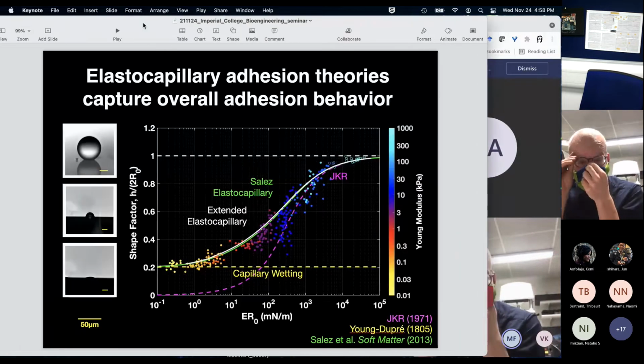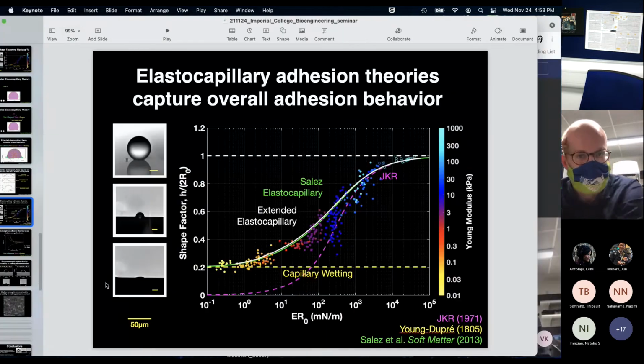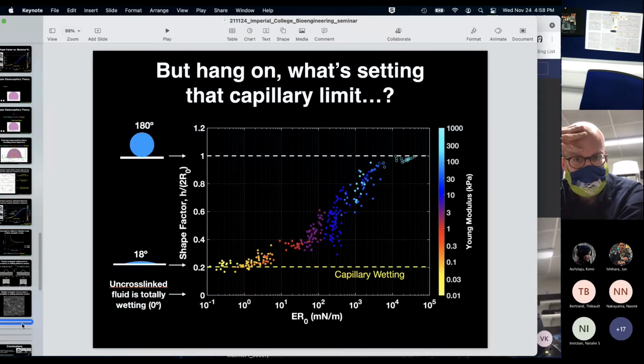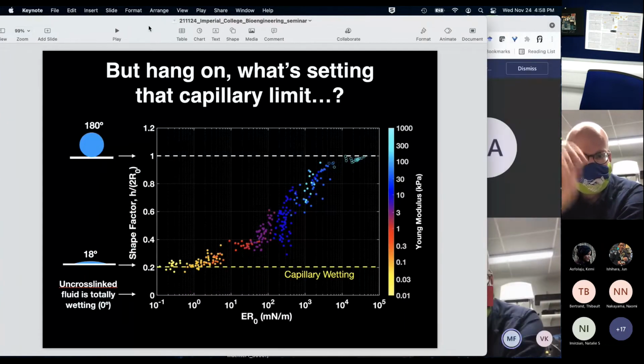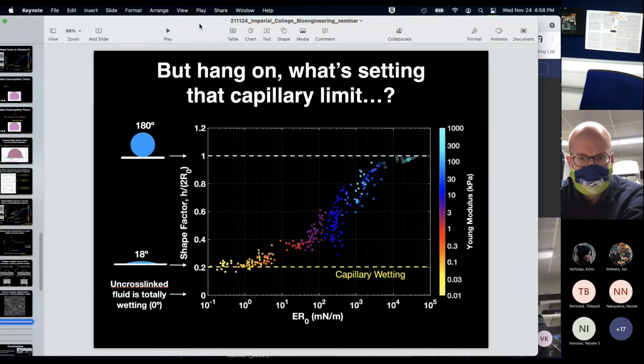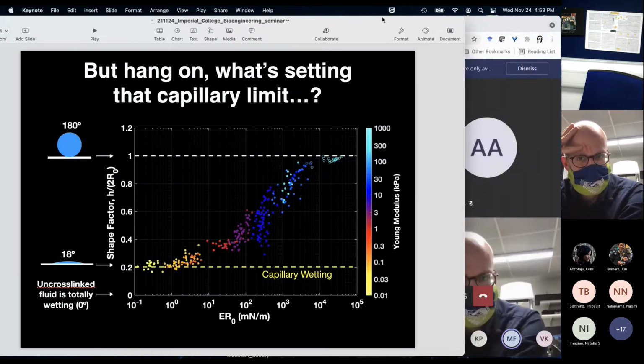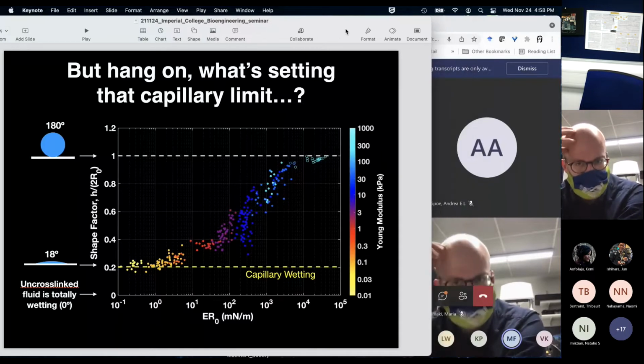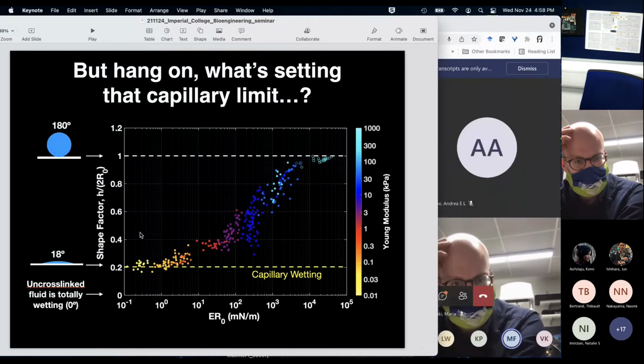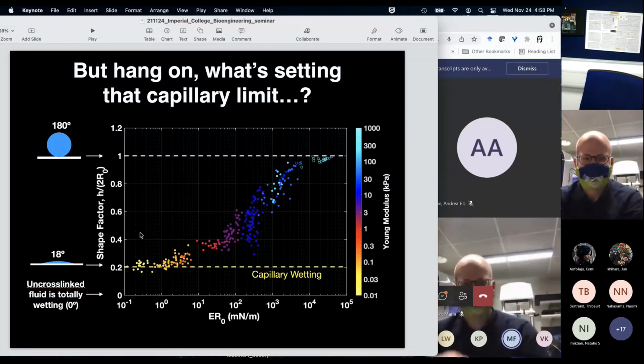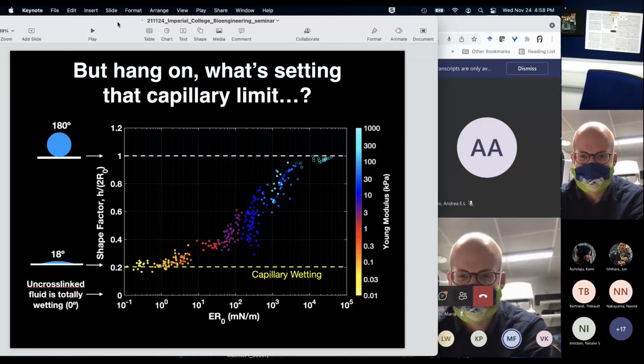Yeah. So let me restore some of these things. Exactly what you're asking is, what's setting that capillary limit? Because actually the uncross-linked fluid is totally wetting on this surface. So it's not cut off by that, it should be totally wetting. And you see that really at the edges of the spheres as well, that they seem to make a really nice, smooth, exactly. Thank you for making the gesture for me. I think when I stop sharing, my camera will come on.